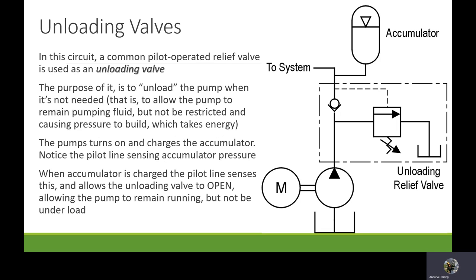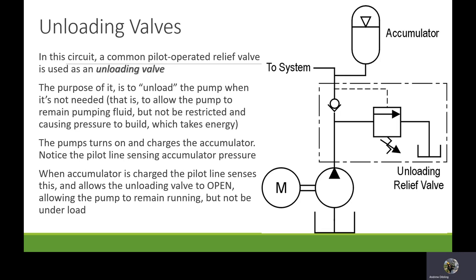Okay, so in this circuit here to the right, a common pilot operated relief valve is used as an unloading valve. The purpose of it is to unload the pump when it is not needed. That is to allow the pump to remain pumping fluid, but not restricted, causing pressure to build, which is what takes your energy. So I can continue to move my fluid around my circuit, filter it, keep it at the right viscosity, what have you, with a reduced energy load on my pump.